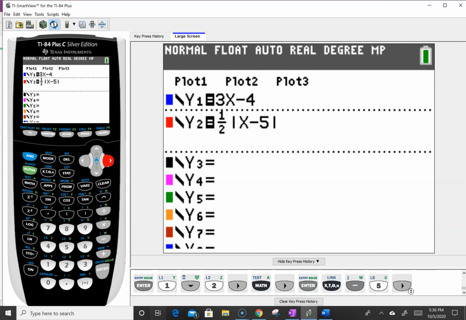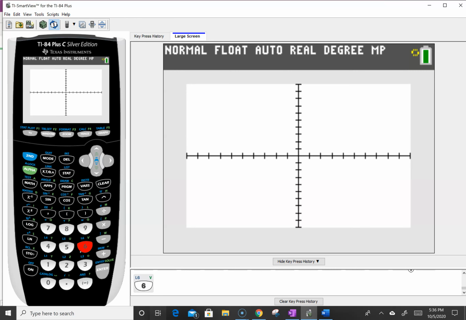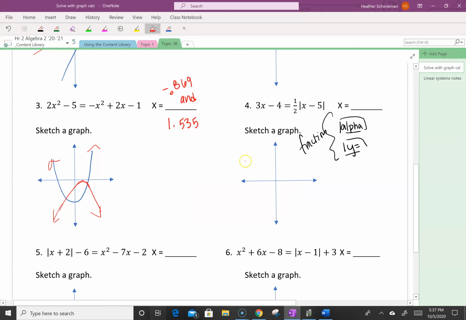Again, I don't know where on the graph it's going to be. So I'm going to go to zoom, option 6 for standard, and see what I get. There's my line. And there's my absolute value. Now, this is interesting. This absolute value is really wide. Looking at this picture, are these going to intersect more than once? They are not. They're only going to intersect one time. So we have this big wide absolute value, and then we have a line that goes through it. So this is going to be the only intersection point.